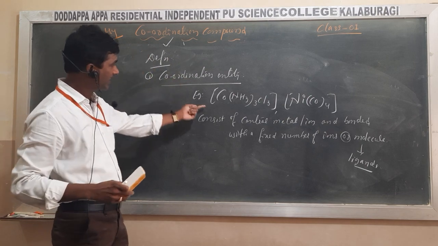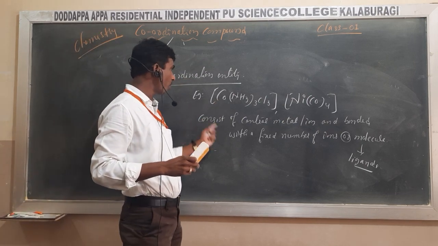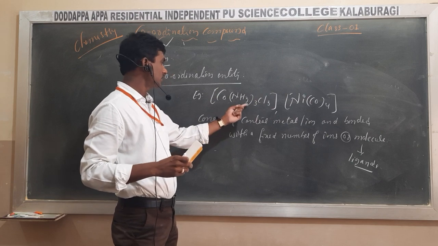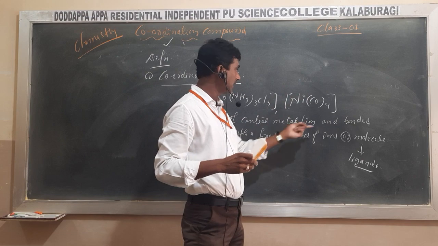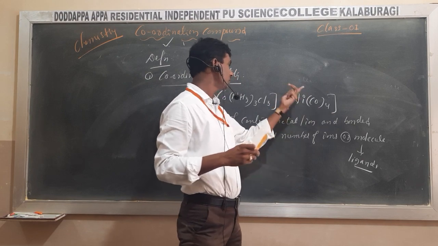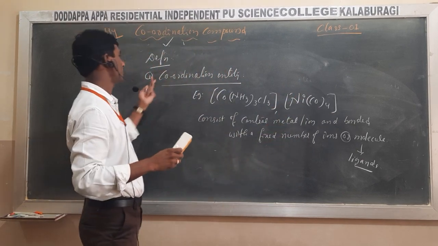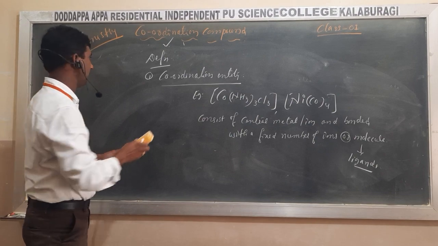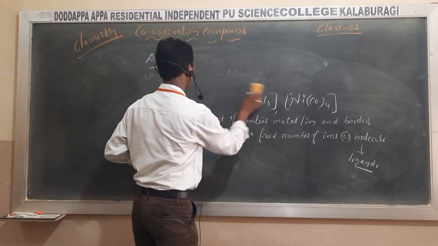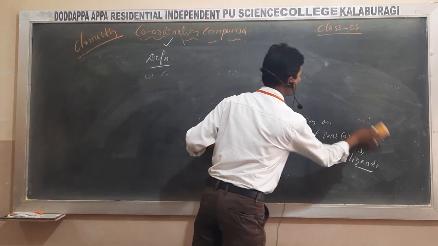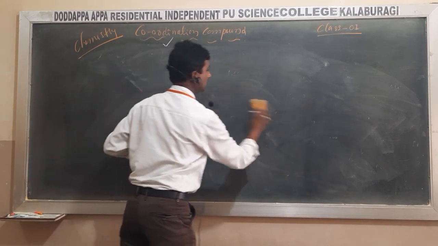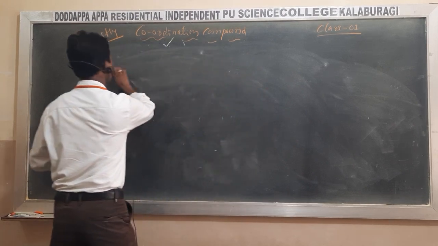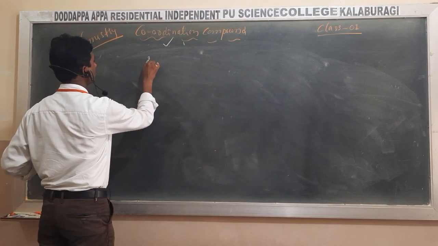In the first example, the cobalt ion is surrounded by three ammonia molecules and three chloride ions. In the second example, the central nickel atom is surrounded by four carbon monoxide molecules. So it is called a coordination entity. Now I can go for the second one. The first one is the coordination entity.